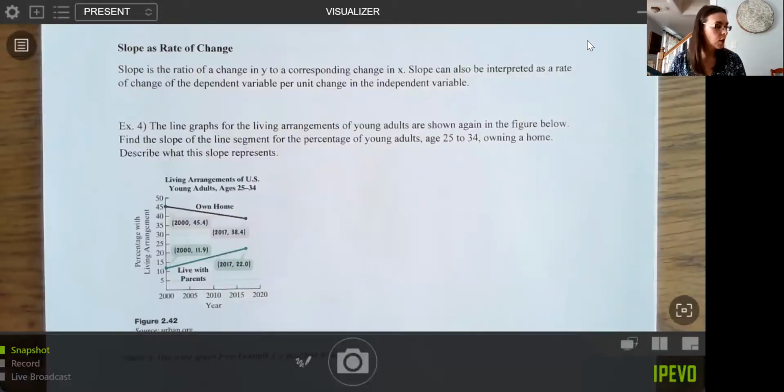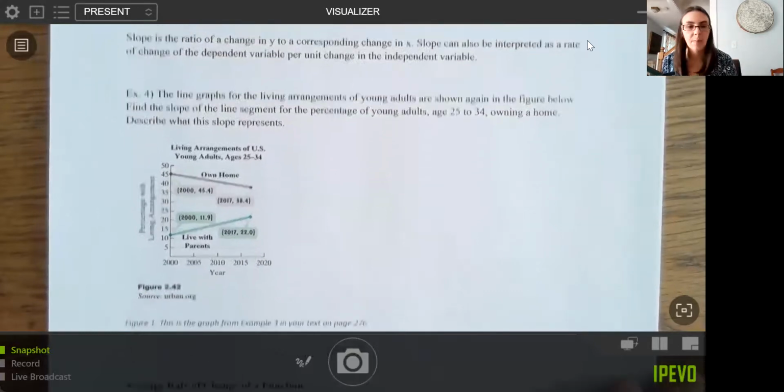Next, I want to talk about slope as a rate of change. So we know that slope is the ratio of the change in y to the change in x. So right there in the words, we see that idea of change. And ratio and rate are very similar ideas. So a ratio of the change in y to a change in x really correlates to having a rate of change concept here as well. So it can also be interpreted as a rate of change of the dependent variable per unit change in the independent variable. So comparing that y to that x.